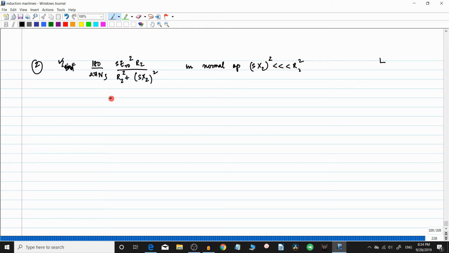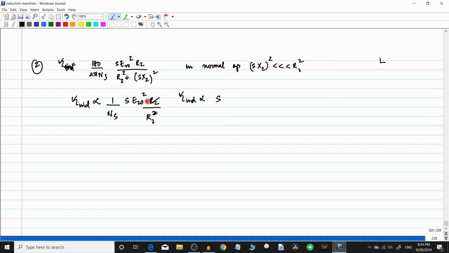In the previous method of voltage control, we took this Ns value also to be constant. But now Ns is not constant, so we have to consider that also. We cannot remove that. So this will become 1 by Ns into S into E20 square into R2 divided by R2 square. We are neglecting S into X20 the whole square, so this one term will go and this another term will go. So the induced torque equation will be equal to S into E20 square.